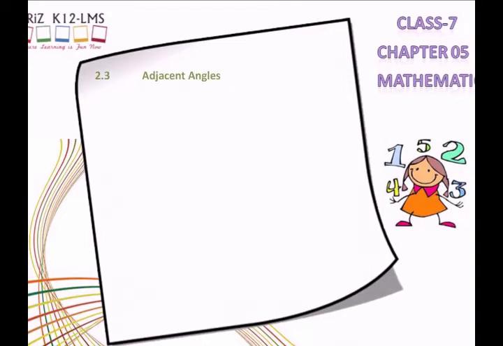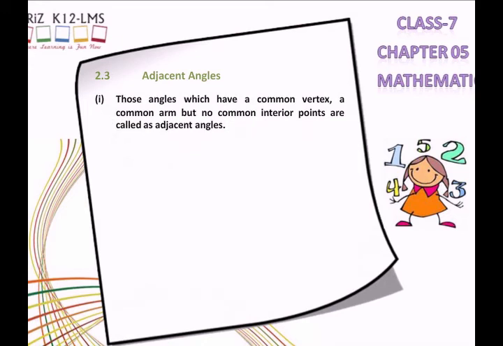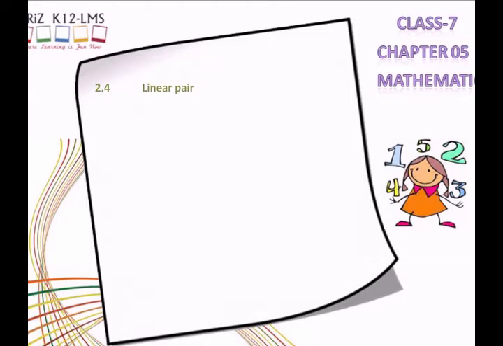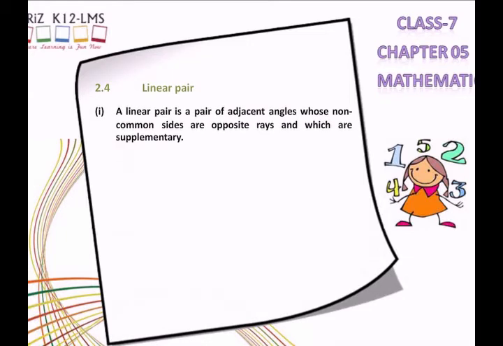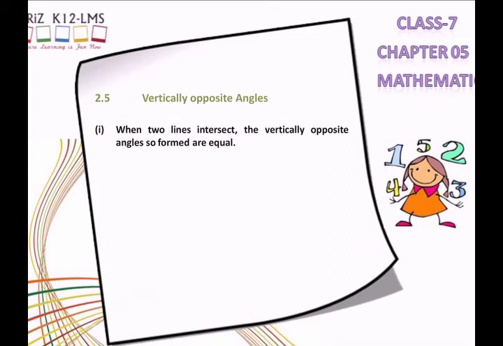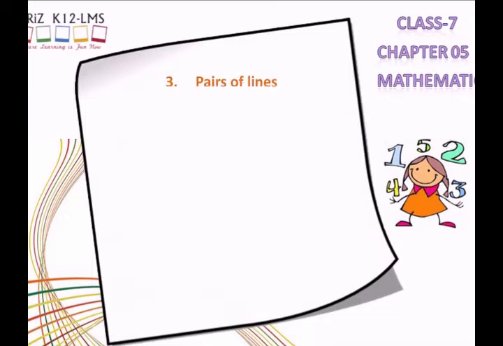2.3. Adjacent angles. Those angles which have a common vertex, a common arm, but no common interior points are called adjacent angles. Examples. 2.4. Linear pair. A linear pair is a pair of adjacent angles whose non-common sides are opposite rays and which are supplementary. Examples. 2.5. Vertically opposite angles. When two lines intersect, the vertically opposite angles so formed are equal. Examples.